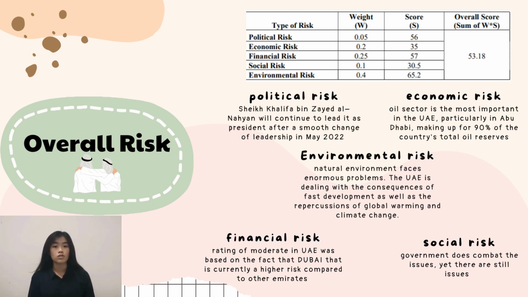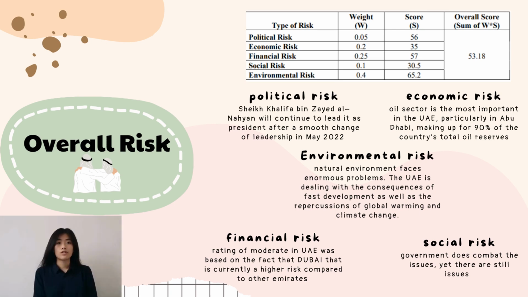The fourth one, which is social risk, the weight assigned was 0.1 because although the government does combat the issues, there are actually still issues happening recently. Last but not least, the environmental risk was assigned the highest weight, which is 0.4, because according to the UAE government portal, today's natural environment faces enormous problems. The UAE is actually dealing with the consequences of fast development as well as the repercussions of global warming and also climate change.